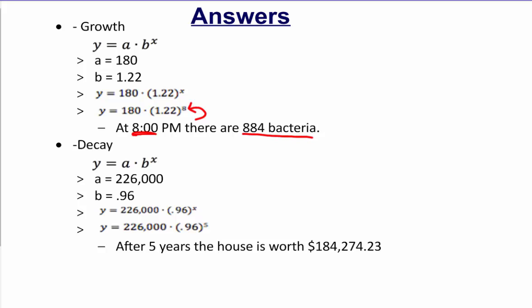For our decay example, you have your general equation. Your a value is 226,000. Your b value is 0.96. Your equation that matches your story will be 226,000 times 0.96 to the x. And then again, I showed you what it would look like if you entered it into your equation. And the answer you would get is $184,274.23.